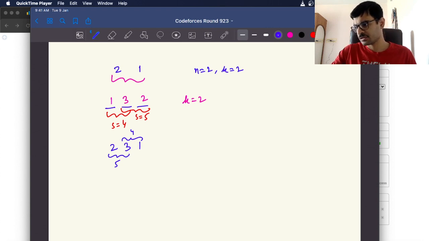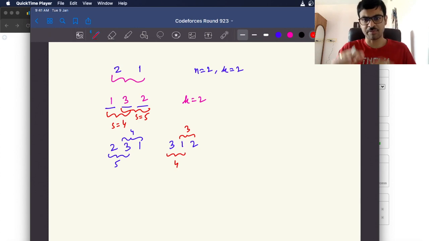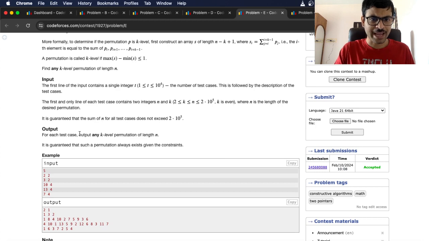Let's see if you could have done it differently, with 3 on one extreme. So 3 1 2. Then the sum here is 4 and the sum here is 3. This is also correct. Similarly 2 1 3. If you try 3 2 1, then probably it will not work. So these are some valid examples. You can have many possible outputs. You have to print any. I think that is given in the question: output any k-level permutation. Any is highlighted.